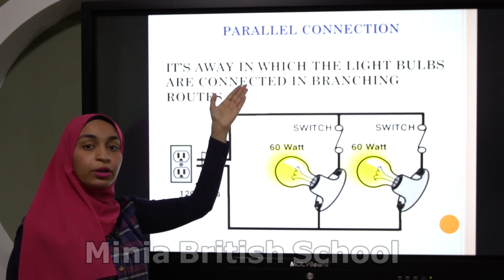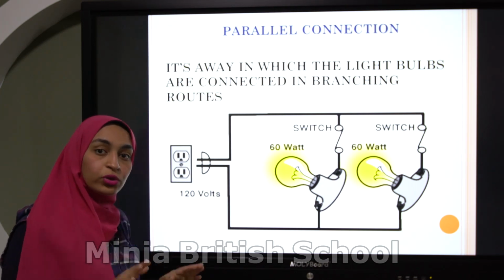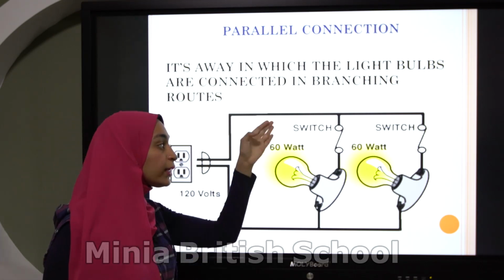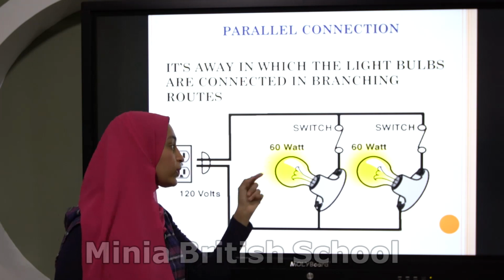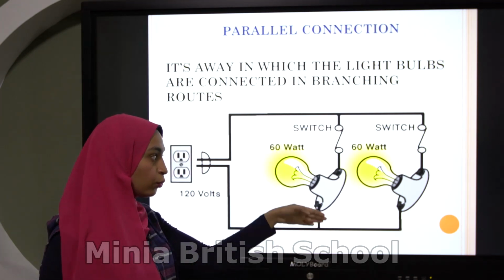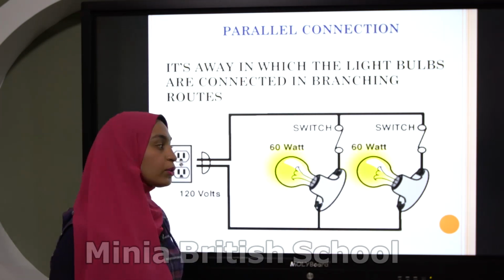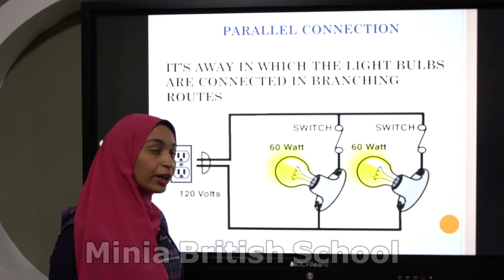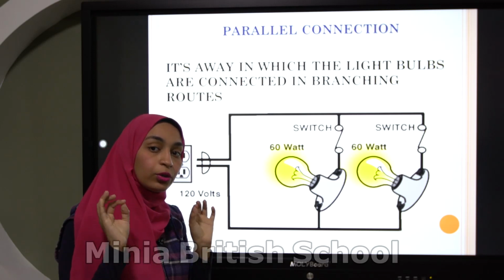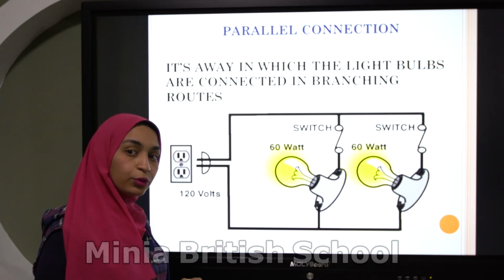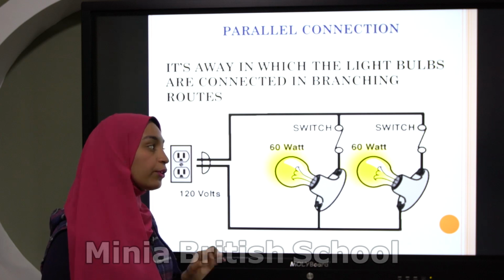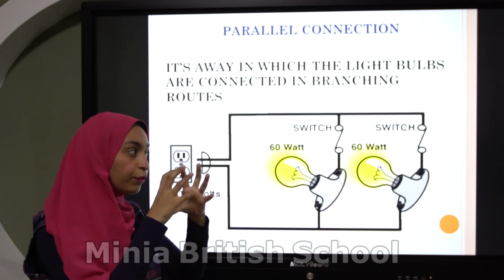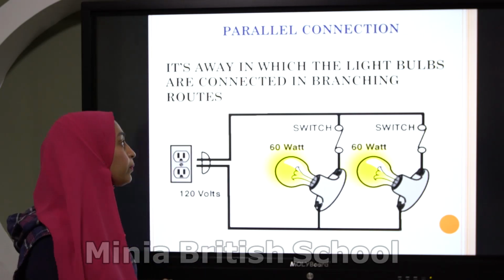What about the parallel connection? It's also a way of connection. But here, the lamps are connected in branching routes. We have here one route, two routes. So we have two routes. So if you want to write the definition of a parallel connection, it's a way of connection in which the lamps are connected in branching routes. We have here many routes.